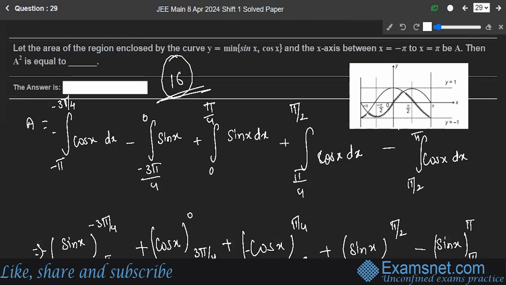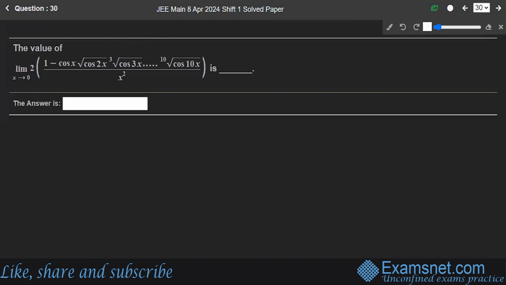Hope you understood that. Let's move to the next question. Question number 30. This is the last question of this paper. It says the value of the limit as x approaches 0 of 2 into this equation is equal to what? So, all right, let's write down the equation first. I'll start from here itself, the equation given to you.